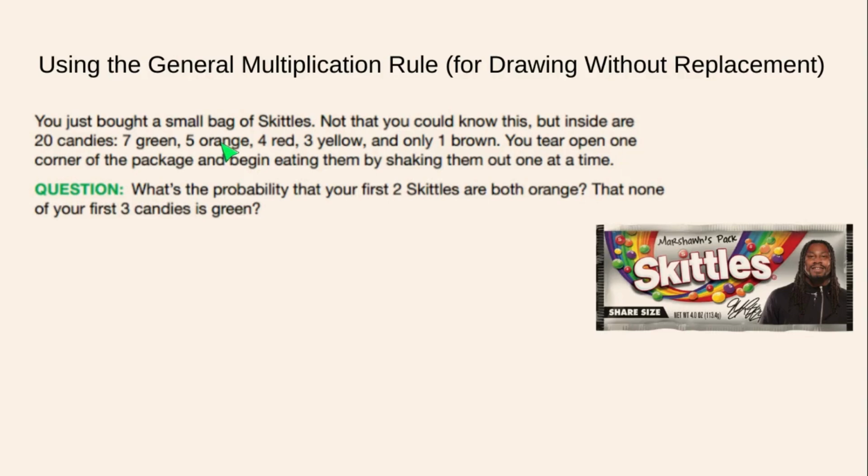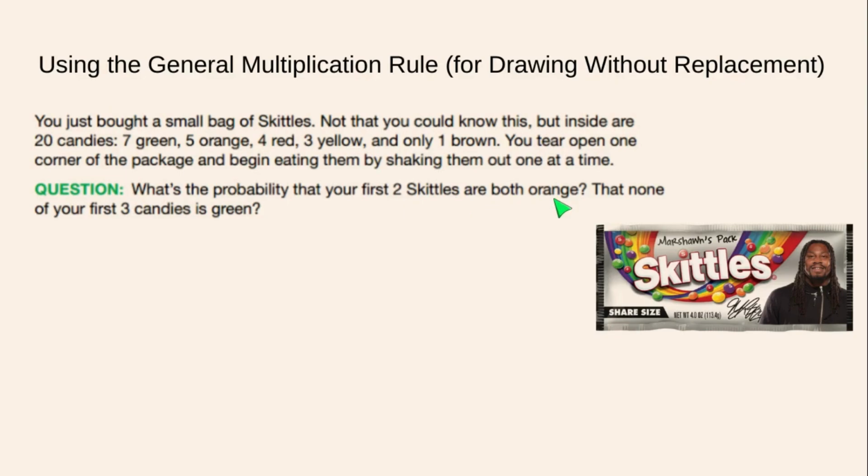You tear open one corner of the package and begin eating them by shaking them out one at a time. All right, so we're eating these Skittles one at a time. That's convenient for our problem. What's the probability that your first 2 Skittles, one after the other, are both orange?